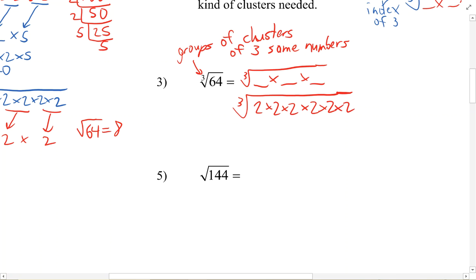So now we're looking for groups or clusters of 3. There's 3, we can take out a single value. There's 3, we can take out a single value. So we can say that cube root 64 equals 2 times 2, which equals 4. So that's our answer, 4.